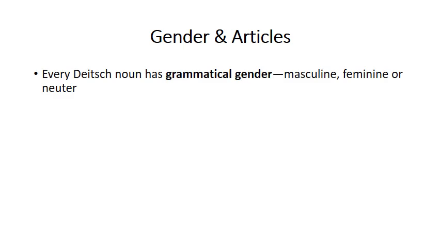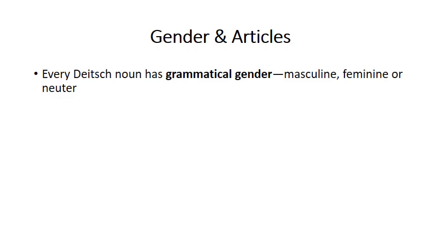Now let's talk about grammatical gender and articles. Articles is grammatical language for the words the and a or an. They indicate whether something is kind of definite, like the book, or whether it's kind of any old thing, like a book.